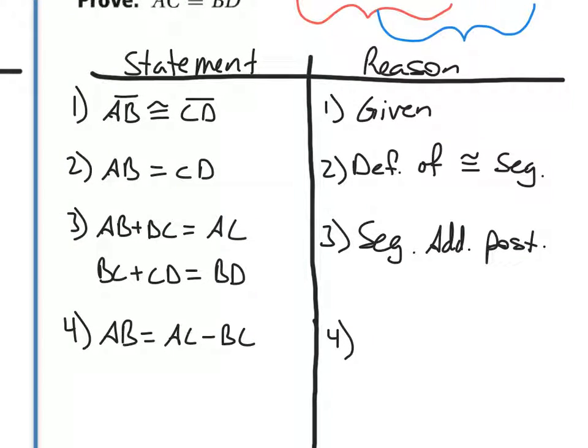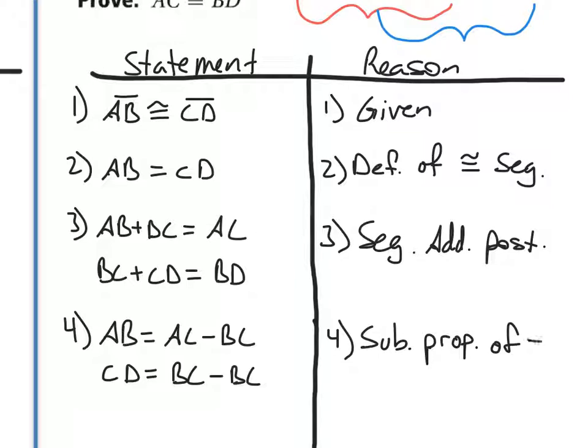What am I going to subtract from my second? I'm still going to subtract BC, so I'm going to end up with CD equals BD minus BC. And that was from our subtraction property of equality. You put BC minus BC. I did, thank you. That should have been the BC. This one is BD. Thank you. Okay.